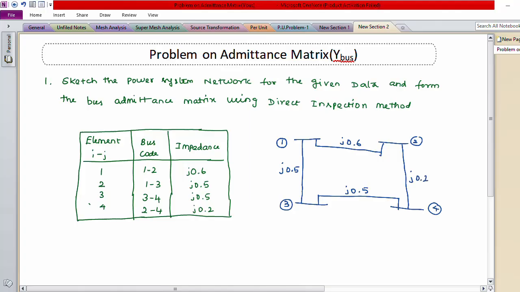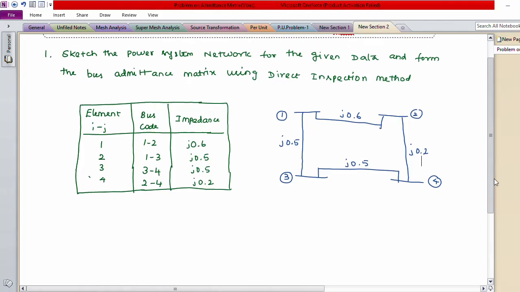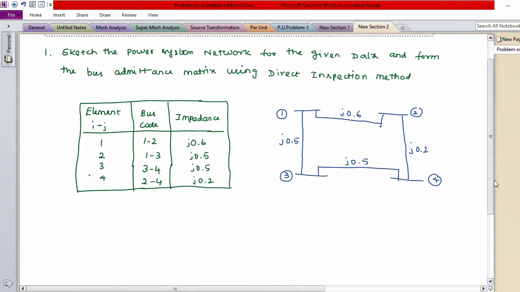J0.2. So, in this given data, directly they have mentioned the line value as an impedance value. But sometimes they may not indicate, they have simply given the value. And based on the given value, you have to identify whether it is impedance or admittance. Now, the given reactance value is positive, so we have to take it as an impedance. Now we are going to form the bus admittance matrix using direct inspection method.